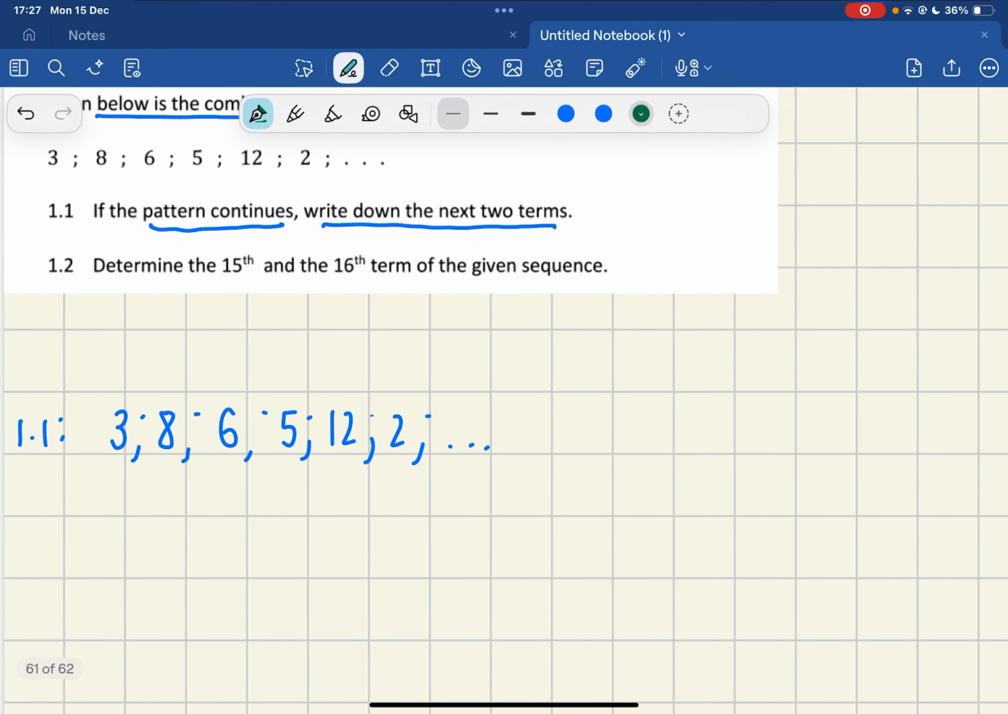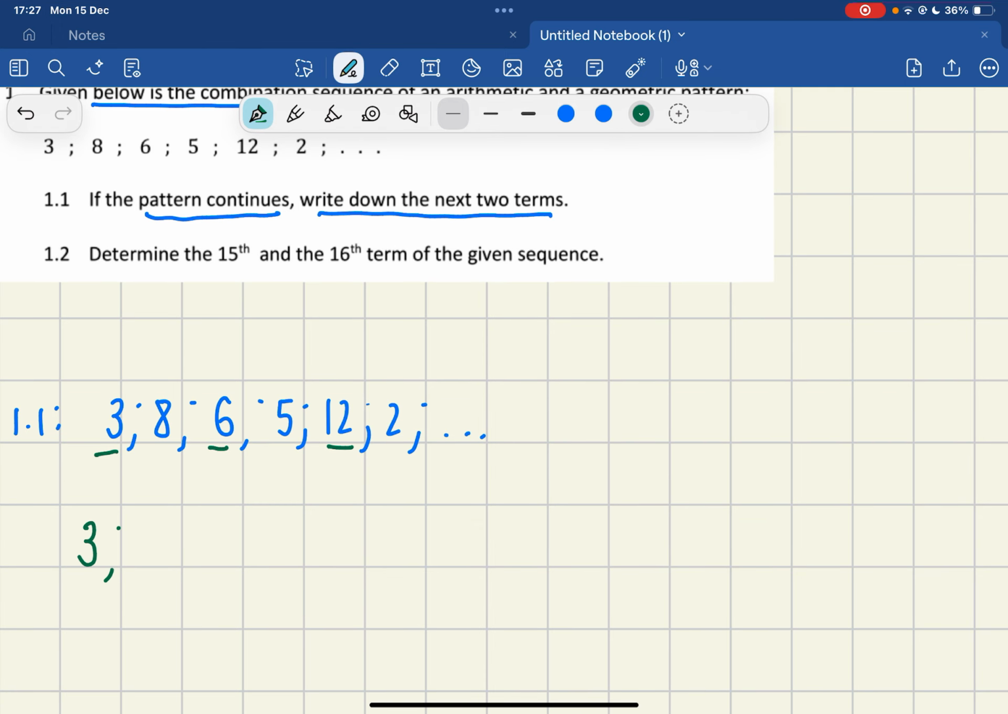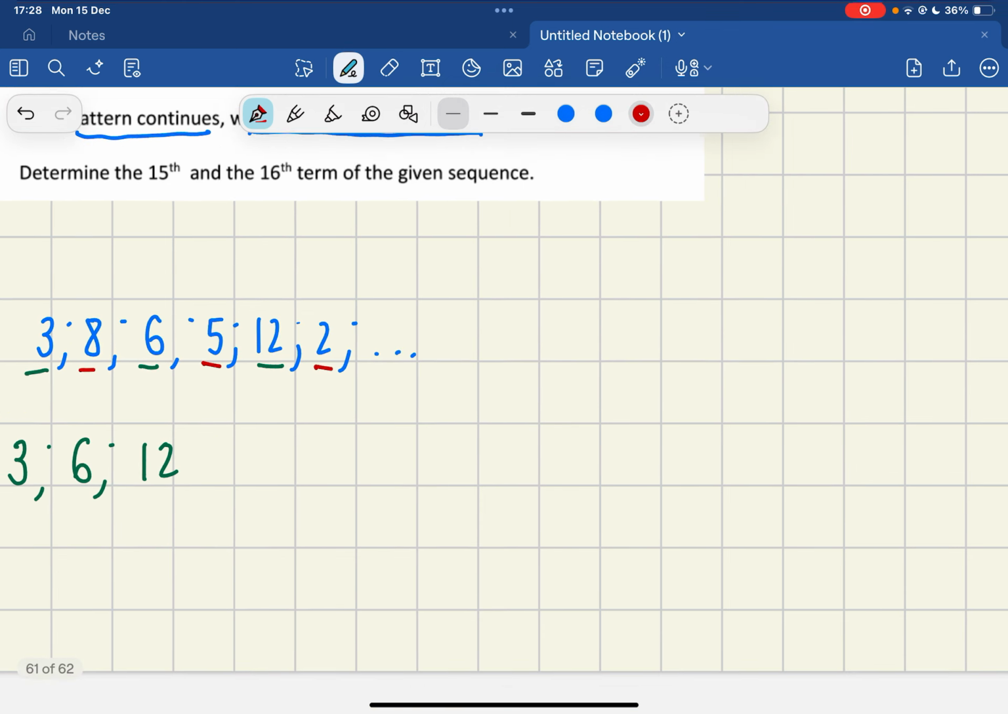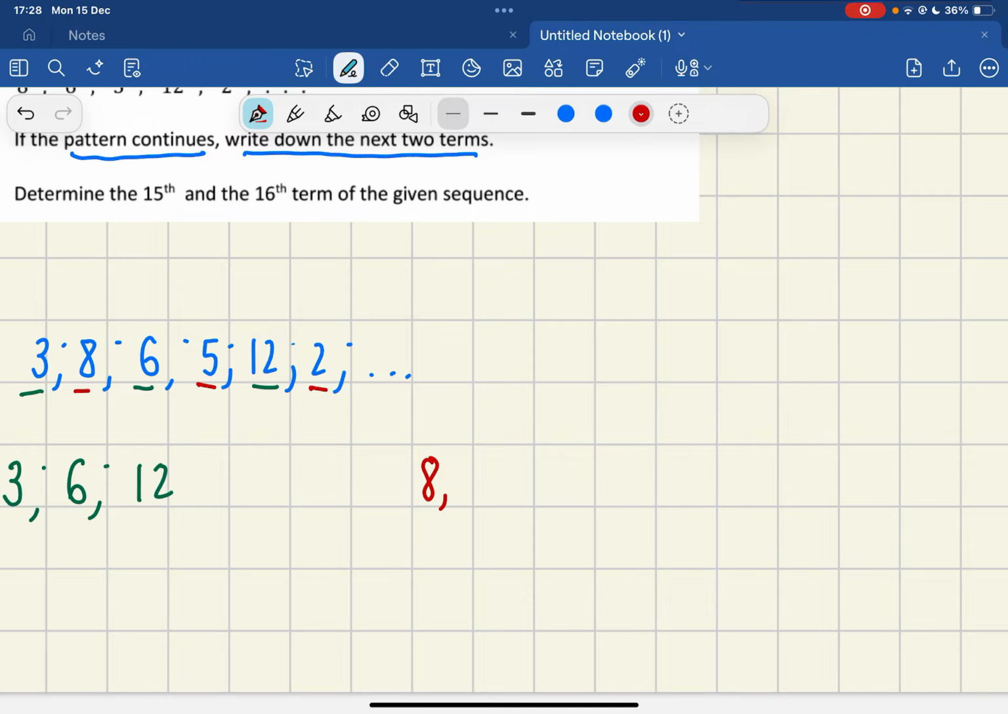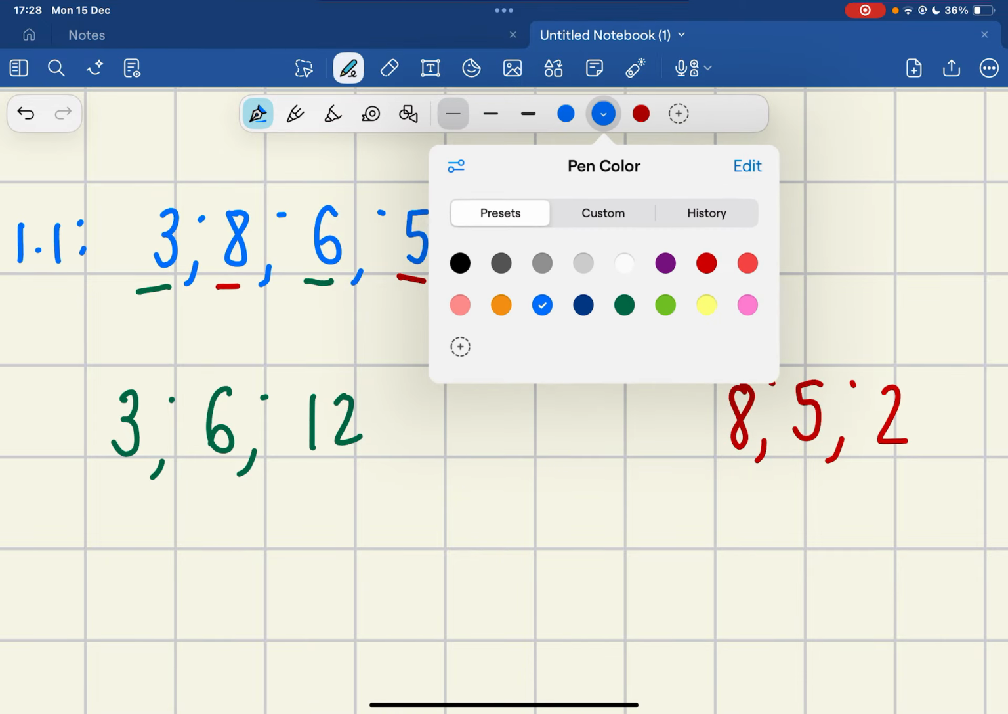According to step 3, we can see we have a 3, a 6, a 12, so we're just going to write it down: 3, 6, 12. And then we can also see we have an 8, 5, 2. Now we've separated the terms into two different sequences, and we deal accordingly with each and every sequence.